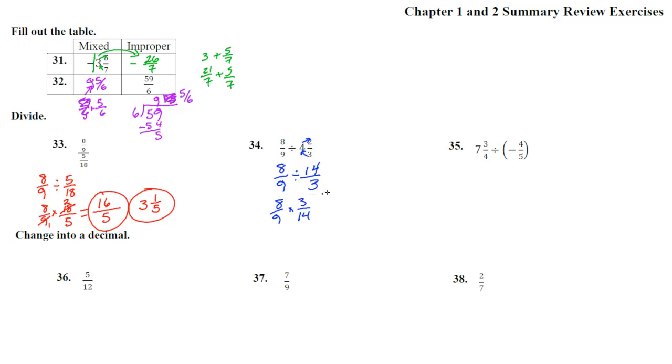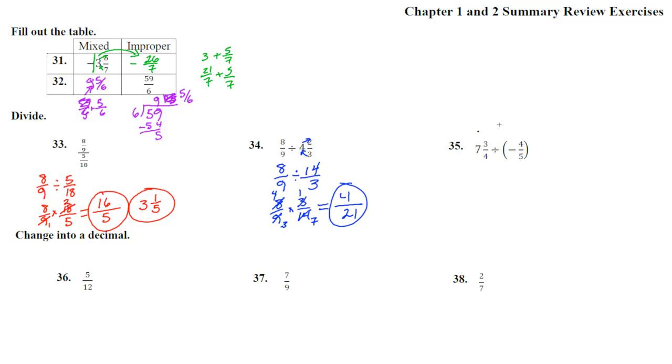And now, are there any simplifications we can do before we multiply? Well, 3 and 9, we can divide by 3 and get a 3, divide by 3 and get a 1. We can divide these guys by 2, and there we go. So we actually have 4 times 1 is 4, over 3 times 7 is 21. Good. Okay, number 35.